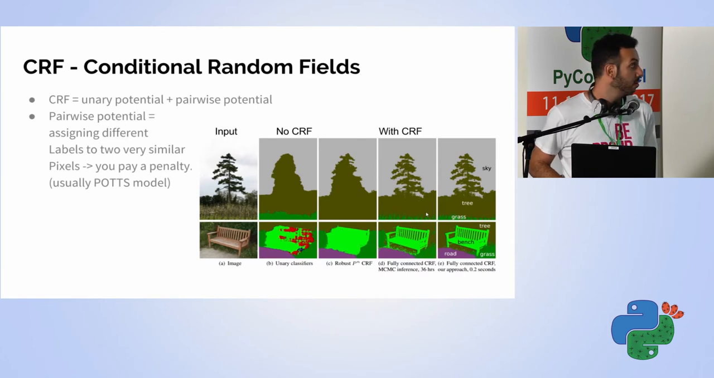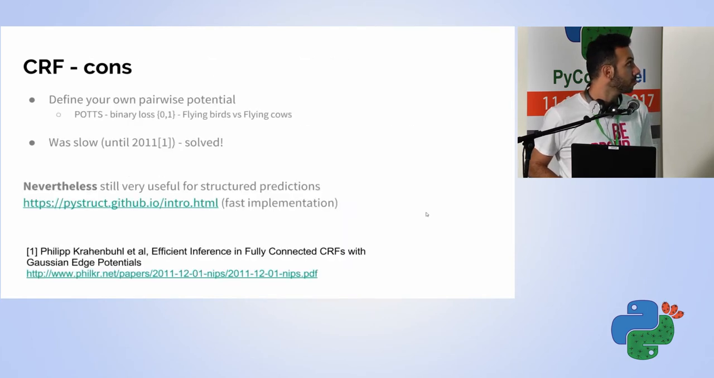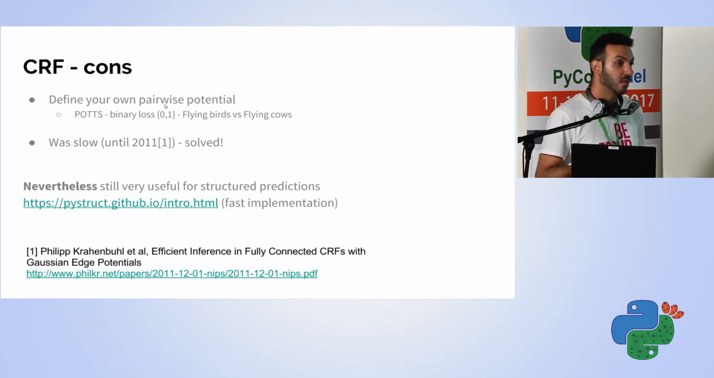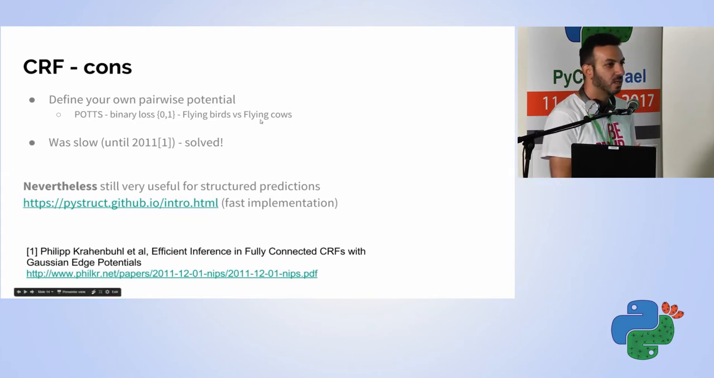And again, the POTS model. This is just a binary loss, 0, 1. It doesn't care about the context. It doesn't, as we said, flying birds versus flying cows, it penalizes the same for both, right?